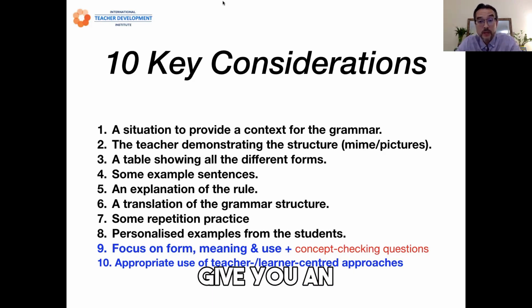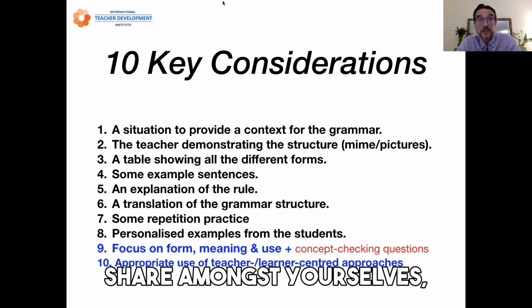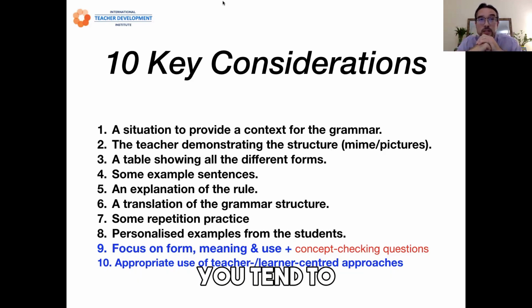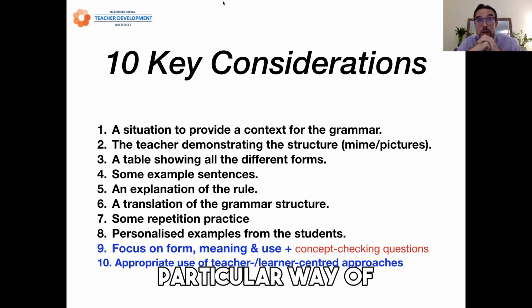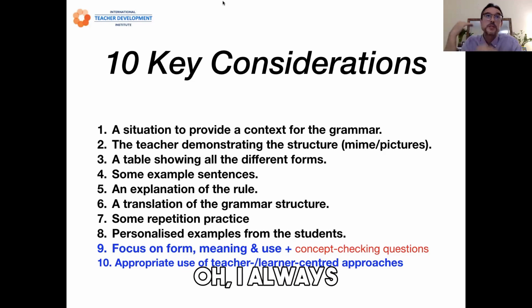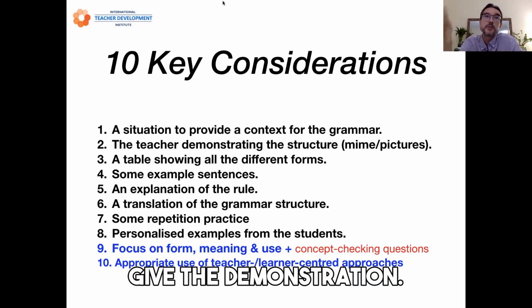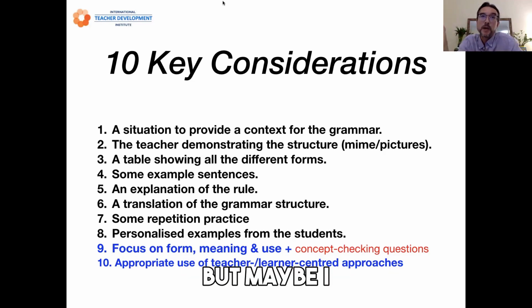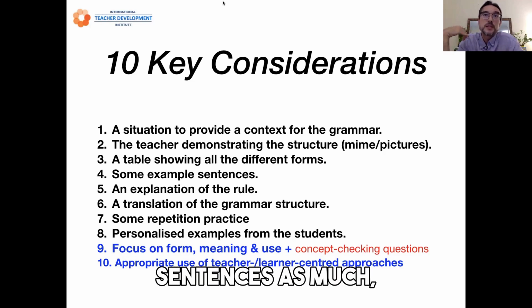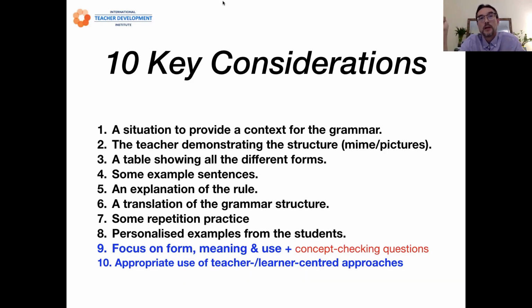I'd like to give you an opportunity to then share amongst yourselves, which do you tend to prefer? Or do you have a particular way of doing things? For example, I always start with situation and then I give a demonstration, but maybe I don't use example sentences as much. Maybe I can do that more. What kind of changes do you see making in your own classrooms? Or are you just happy already with what you've got?